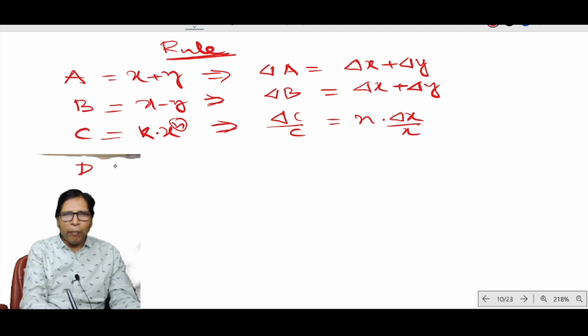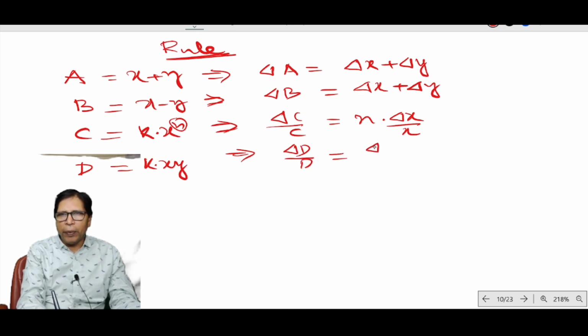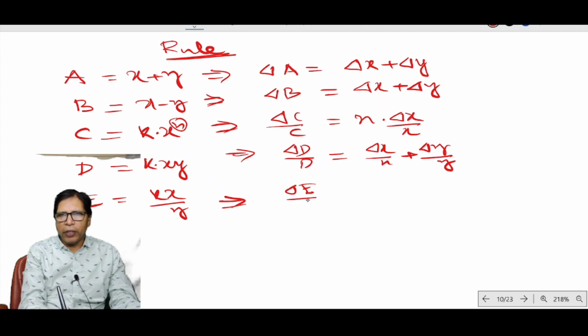Now d is a multiplication, suppose k x into y. So here the relative error of d is equal to the relative error of x plus the relative error of y. Now e equals k times x by y, where k is a constant. Here the relative error of e is equal to the relative error of x plus the relative error of y.